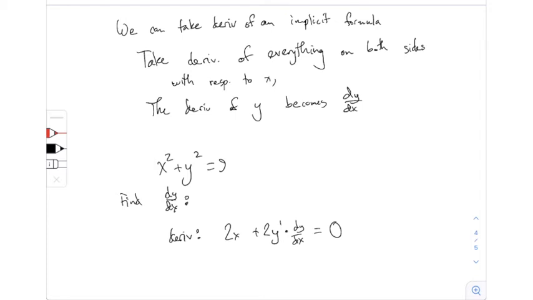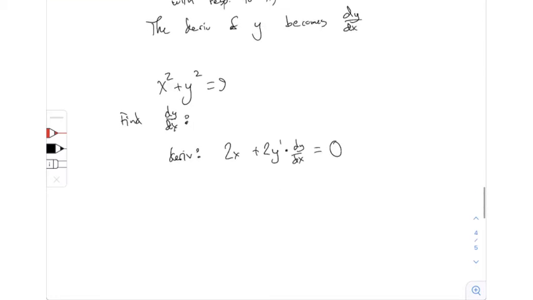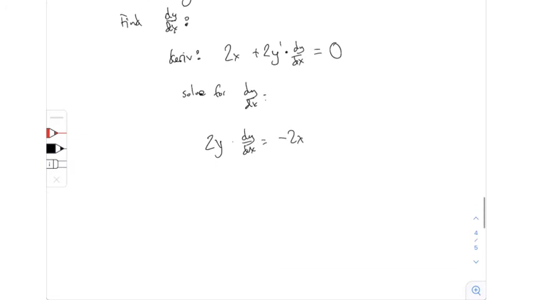And now we can solve for dy dx. Because that was the point of this. I wanted you to find dy dx. So now solve for dy dx. I would subtract the 2x onto the other side of the equation. It says 2y, that's y to the 1, not a y prime. 2y times dy dx equals negative 2x, right? The 2's can cancel, and I divide by y, and it looks like dy dx equals negative x over y. That's the derivative, the implicit derivative.